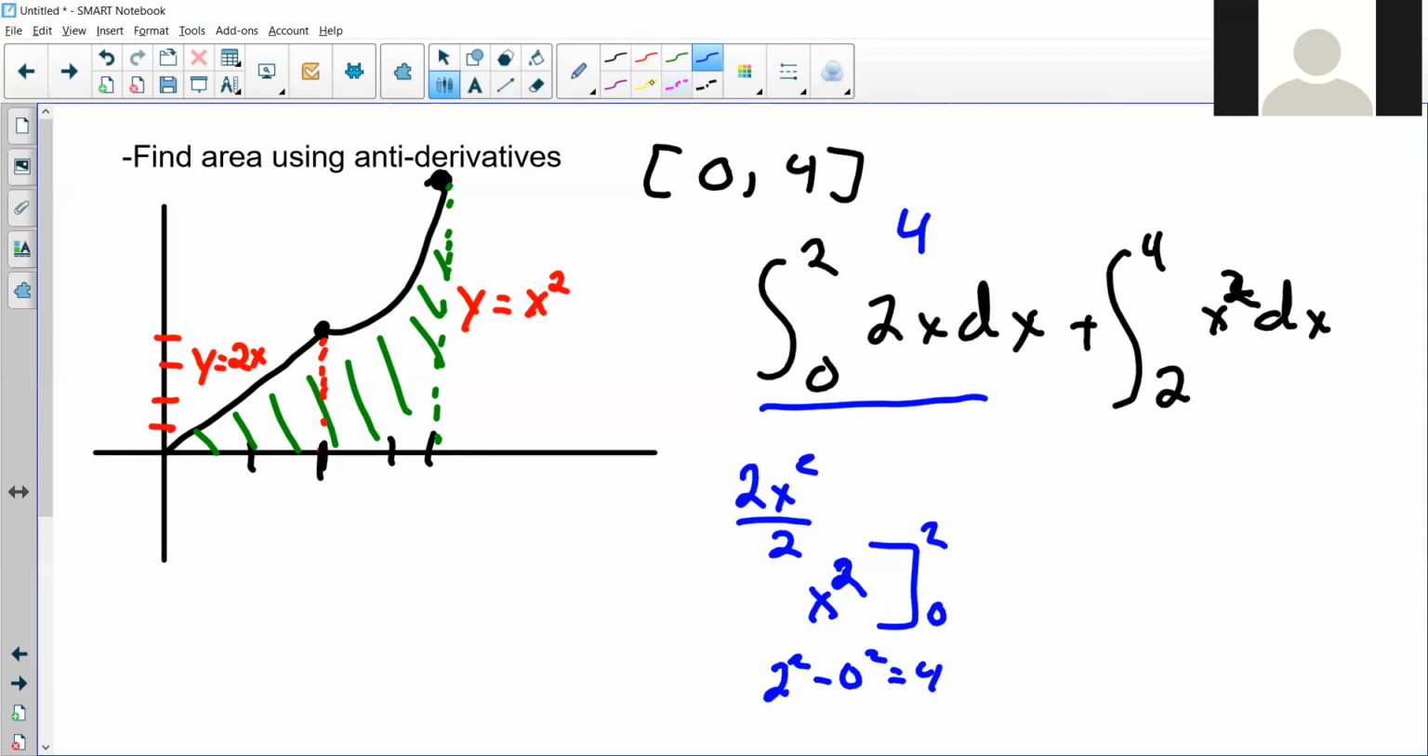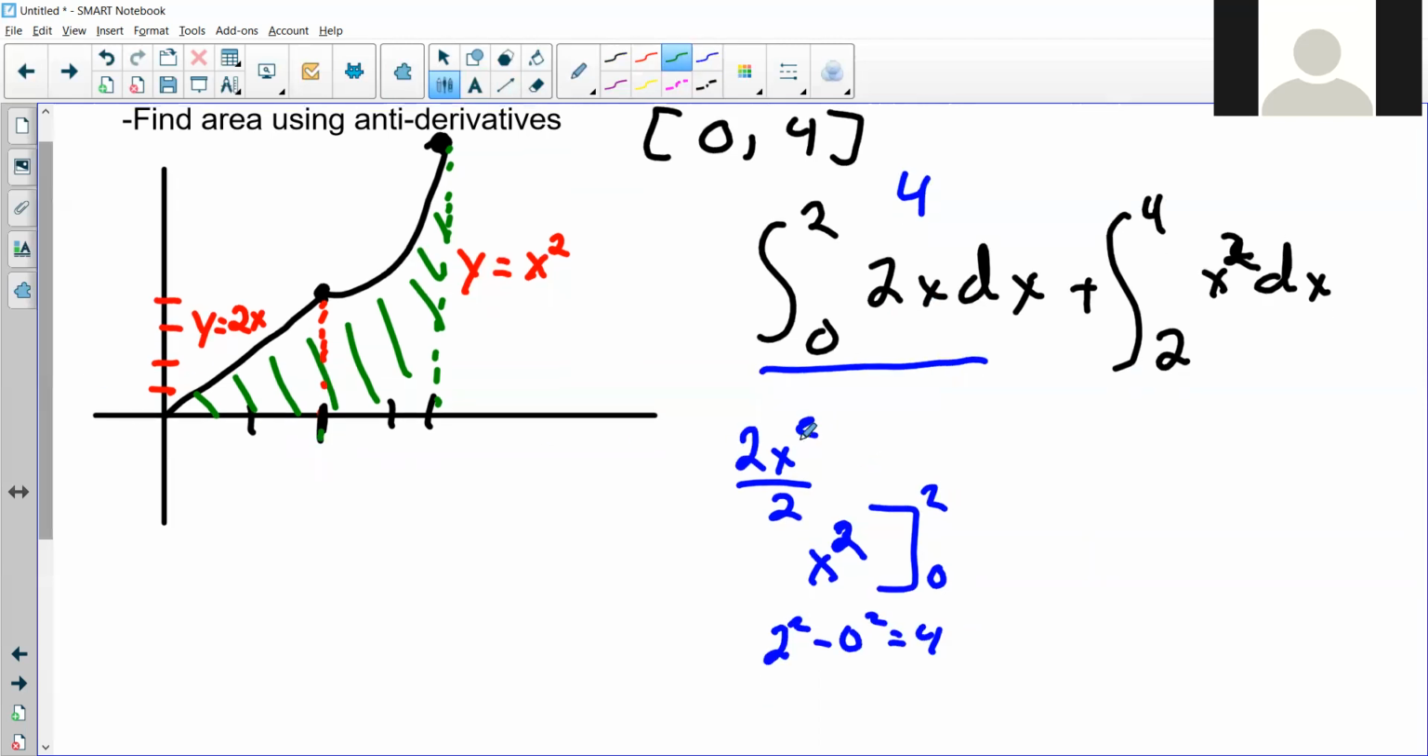You plug into it, that was a coincidence. It is 2 because you stop at 2. Oh, in the original one, yeah, it's a coincidence. You up the power when you do an antiderivative, so it's x to the 1 to x to the second, then you divide by the new power. And then the second part, I'll do that in green over here.